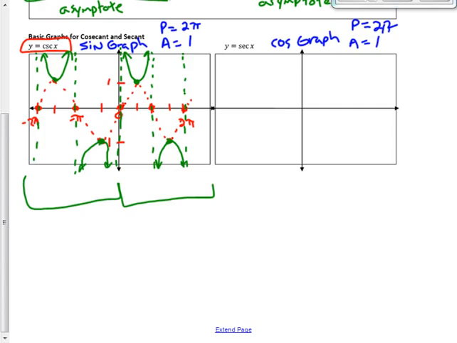The secant graph is related to the cosine. So let me grab a different color here and make the cosine graph. Cosine has a period of 2 pi. It starts at 1 and goes down to -1. It actually starts up there at 1, and at 2 pi it's back up there. In between, it crosses the x-axis and goes down below. Same thing happens over here to the left. I've got -2 pi over here.